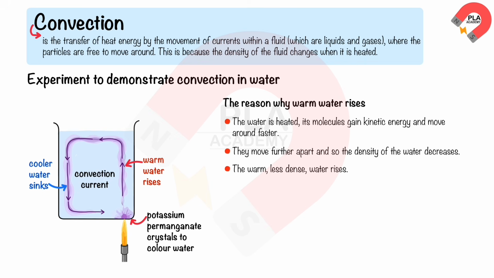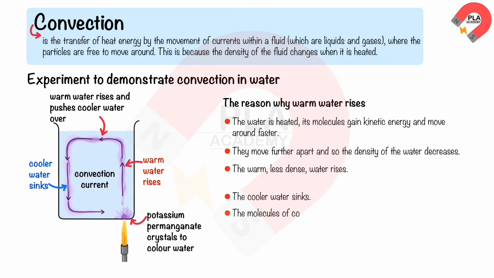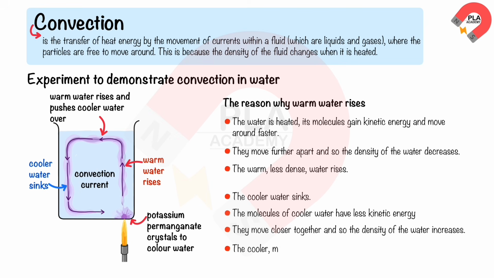As the water begins to cool, warm water rises and pushes the cooler water over. The cooler water sinks. This is because the molecules of cooler water have less kinetic energy. They move closer together, and so the density of the water increases. The cooler, more dense, water sinks. When the warm water rises, then cooler, denser water moves across to take its place. This process continues until the water is heated evenly throughout.